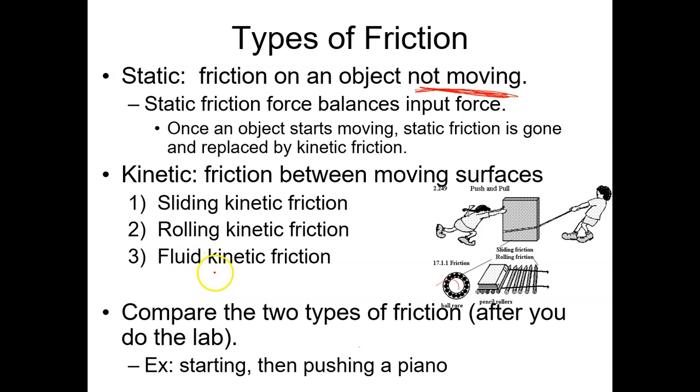So we'll talk about these different types. I said down here, compare the two types of friction after you do the lab. Again, I'm not going to go into it now because I want you to investigate it in the lab. An example is starting and pushing a piano, or if you're a football player, that tackling sled, where you're starting the sled going, and once it is sliding, you're sliding it. So I said you're going to do the lab first, and then in your notes you can rank the different types of friction. So I'm not going to give it away now.